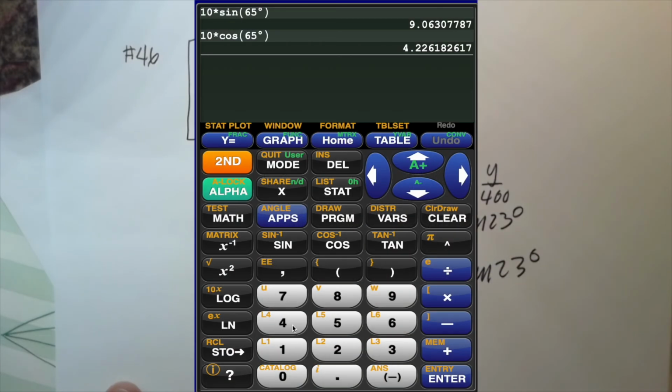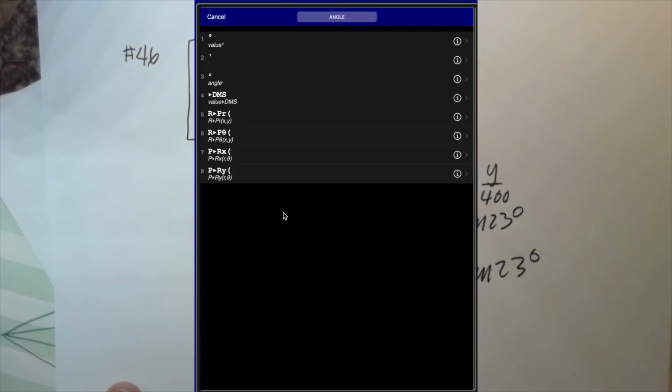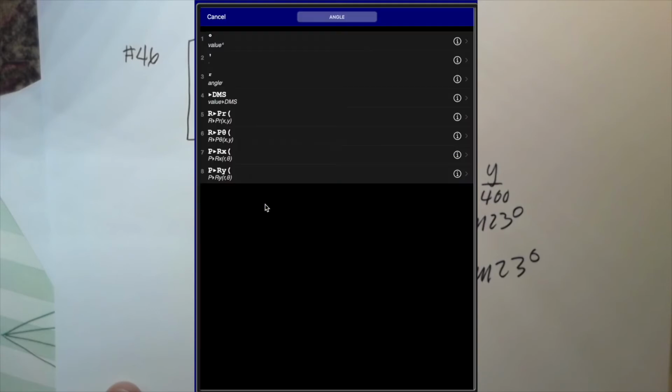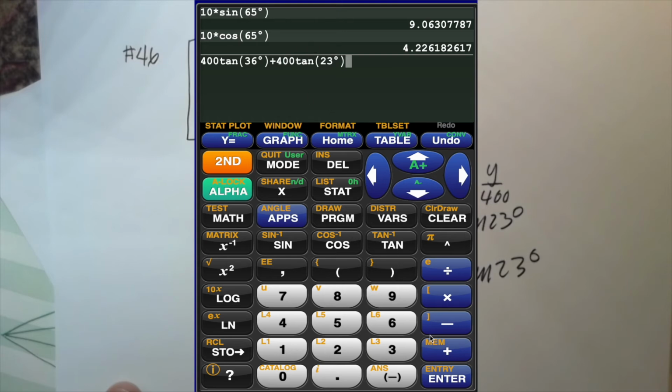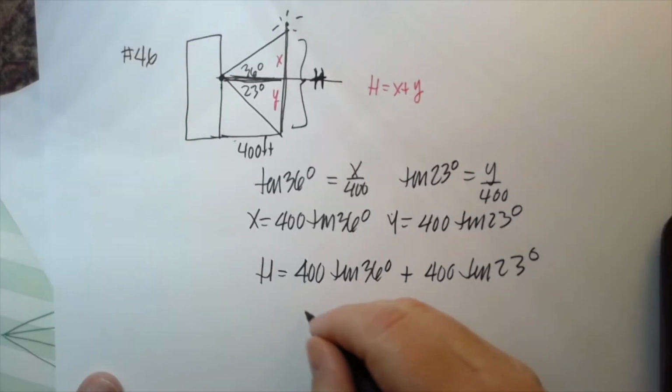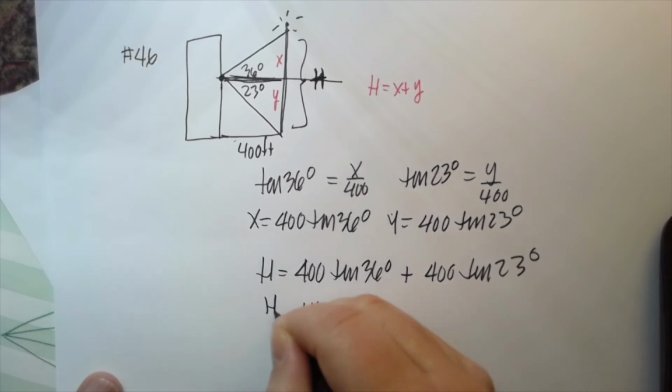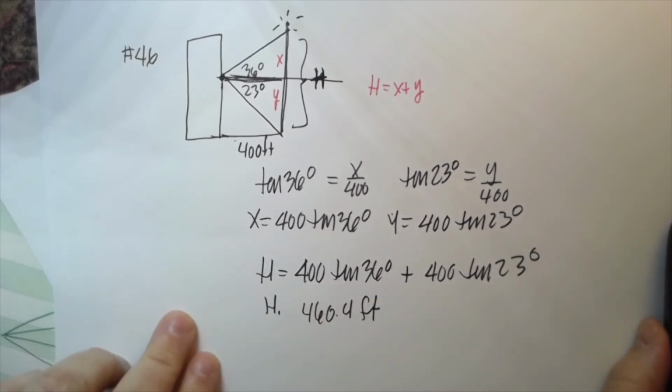And just plug it in. 400 tangent of 36 degrees plus 400 tangent of 23 degrees, and we get 460.4 feet. And we have the height of our tower.